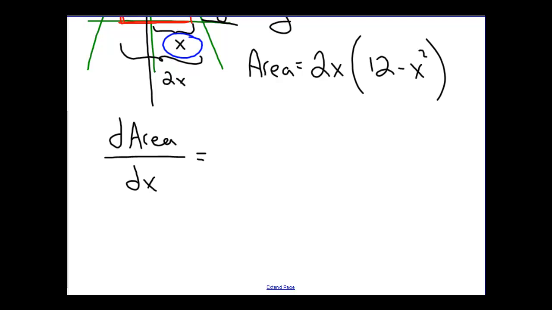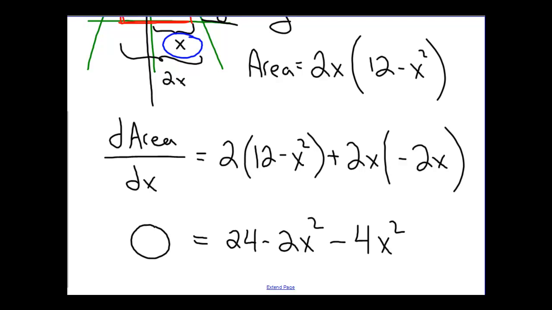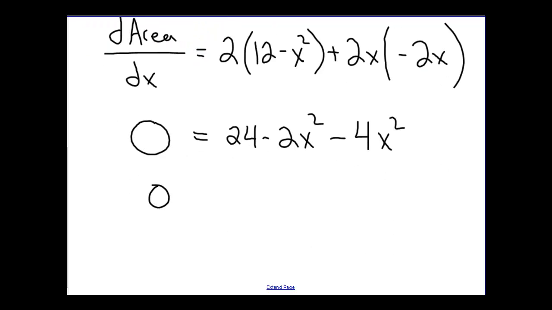So the derivative of 2x is 2 times 12 minus x squared plus 2x times the derivative of 12 minus x squared, which will simply be a minus 2x. And again, what we're looking for here is a situation where the rate of change of the area is 0. We're looking for a maximum value for the area. So we'll set this derivative equal to 0. That gives us 24 minus 2x squared minus 4x squared, or 0 is equal to 24 minus 6x squared. If we move the 6x squared over, that gives us 6x squared equals 24.